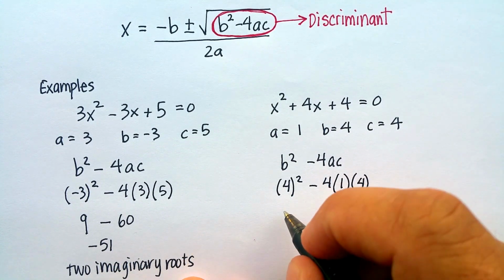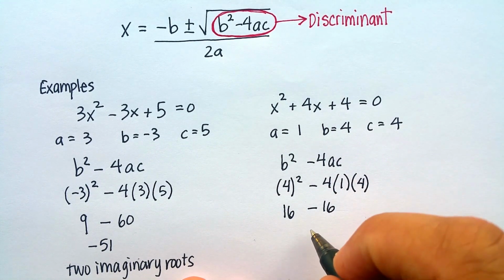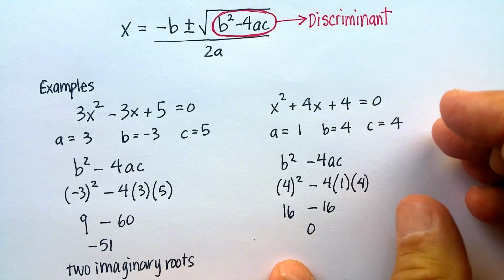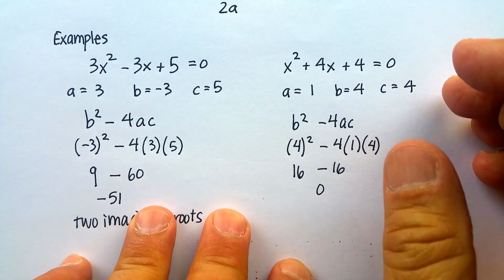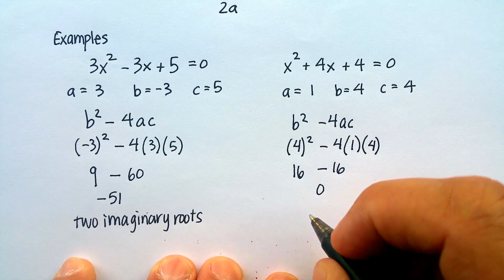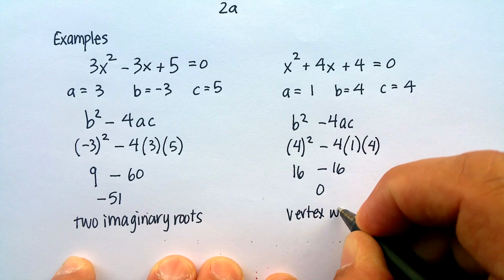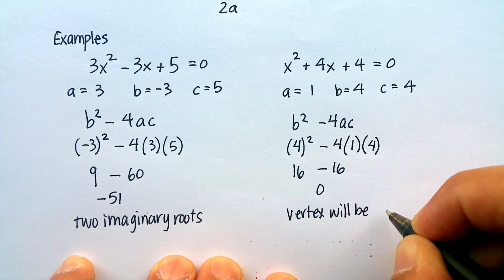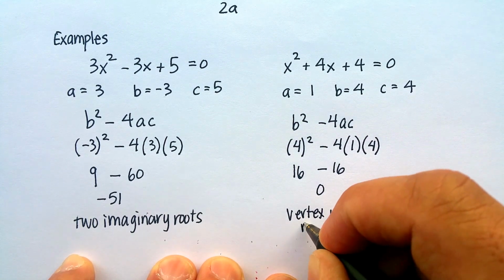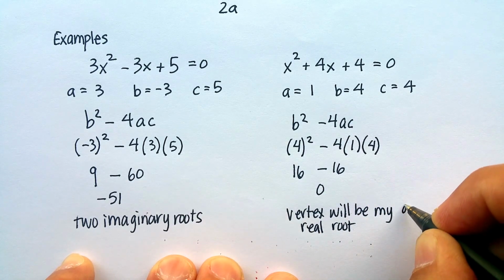Looks like it's going to give me 0, doesn't it? Because that's 16 minus 16. My answer again is 0. This tells me that my parabola is going to cross the x-axis only once. It's just going to touch it right where the vertex is. So the vertex will be my real root. 1 real root.